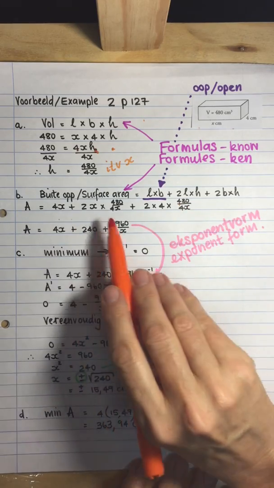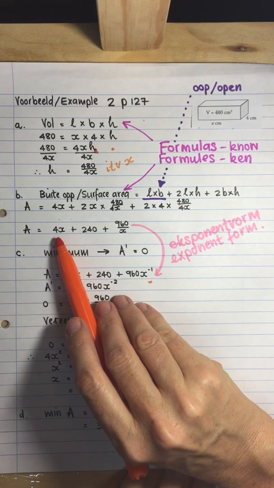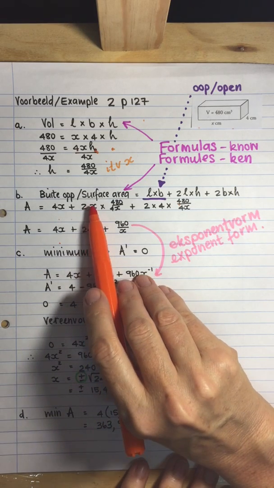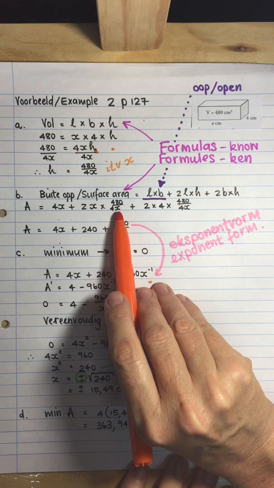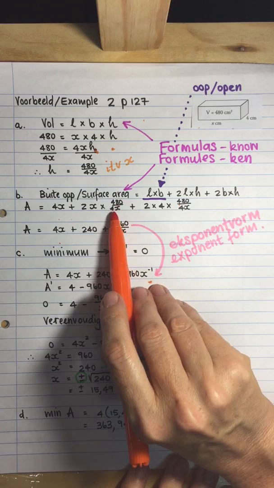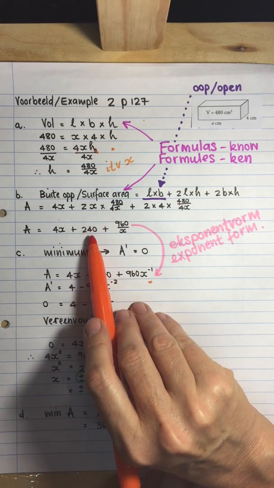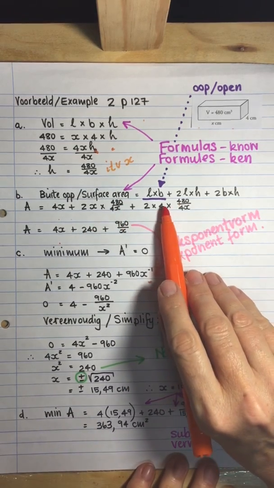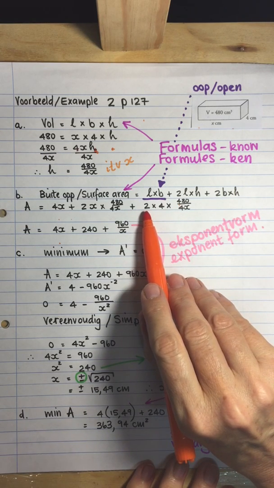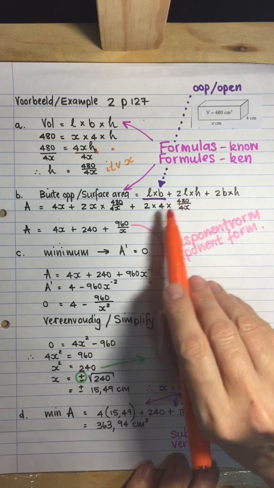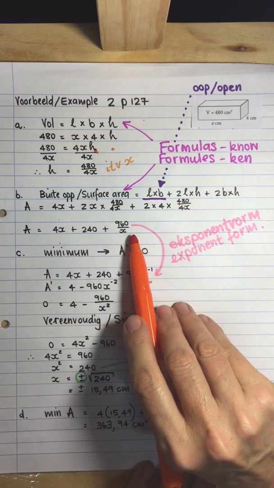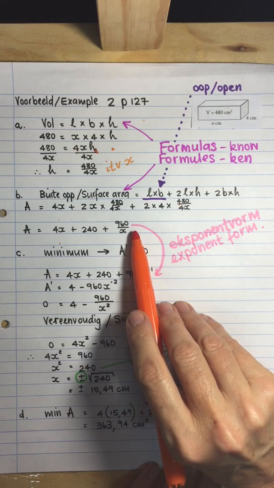And I can simplify each term of this expression and end up with 4x plus 240. So over here the x and the x cancelled out. The 2 and the 4 cancelled out, and 480 divided by 2 then is 240. And over here the 4 and the 4 will cancel out. So I'm going to multiply 2 by 480, it gives me 960 over x. This is an expression for the total surface area of the box.